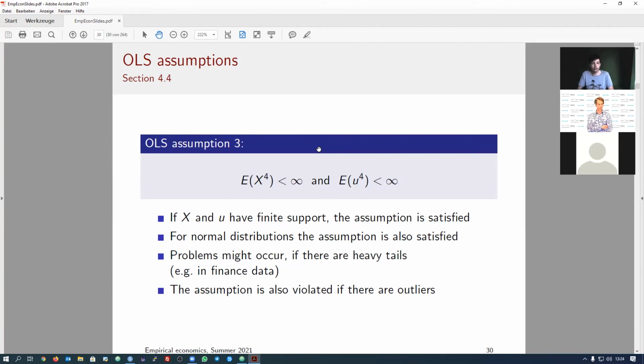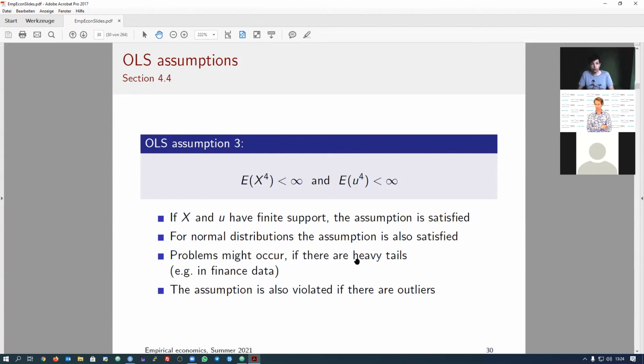If we have reason to believe that our data is normally distributed, then this assumption is also satisfied. So assuming data drawn from a normal distribution, if you have any reason to do so from the context of the data, then this assumption is also satisfied.